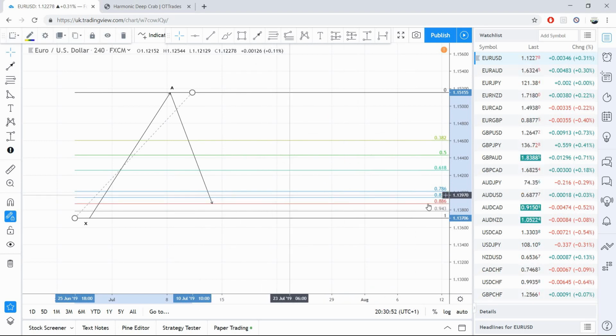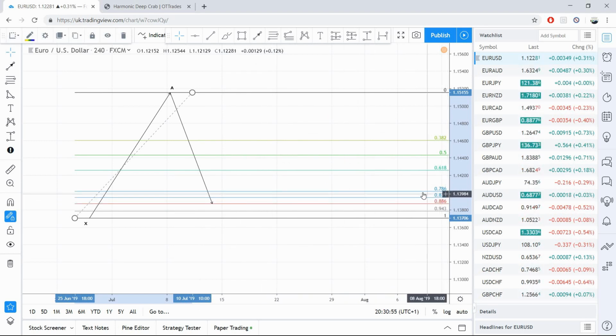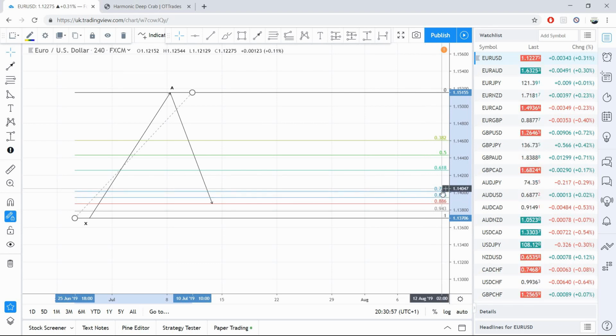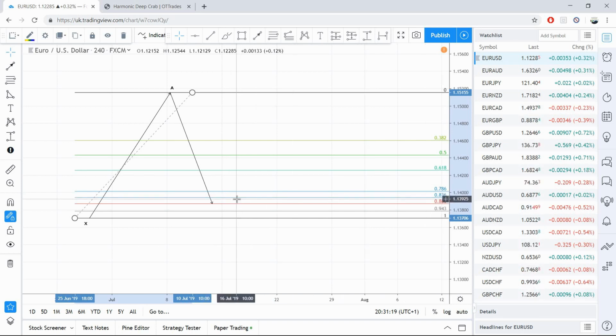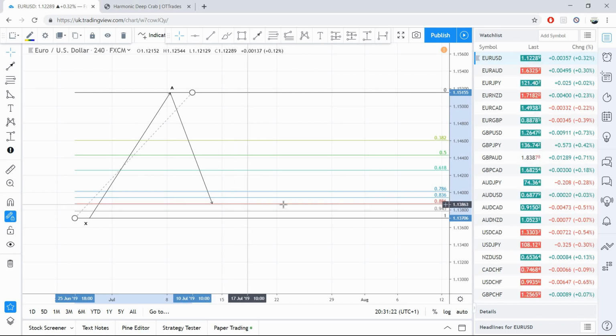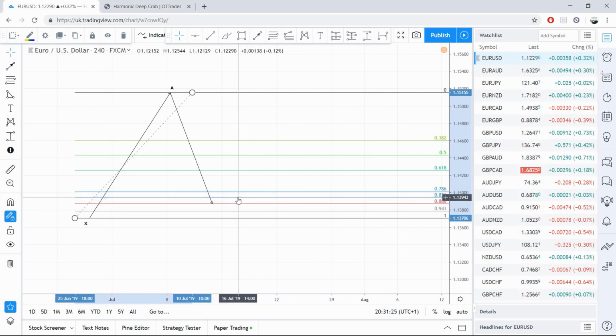That 83.6 forms exactly midway between the 786 level and the 886 level. 786 and 886 are two Fibonacci retracement levels, two of the core Fibonacci levels here. Exactly between those two levels is the 836 level. So the price must exceed this midway point, the 836 level, by at least 1 pip in order to be 1 pip closer to the 886 than the 786. If it exceeds the level by 1 pip, it's defined as a precise 886 retracement.